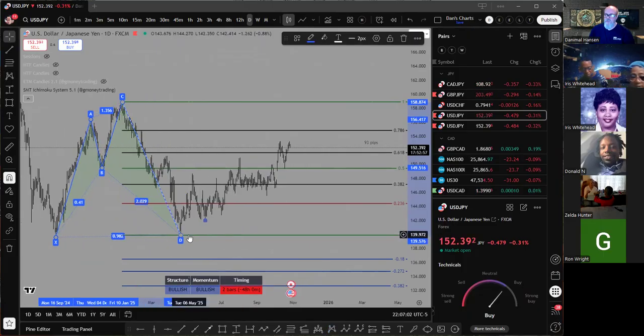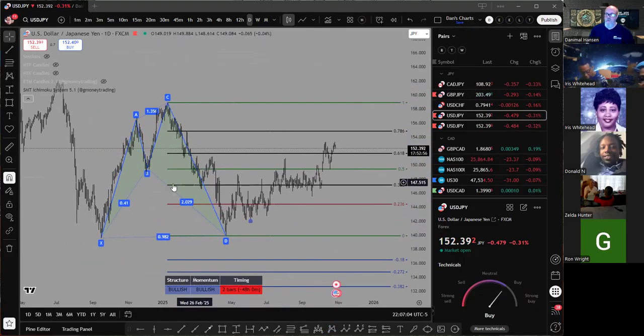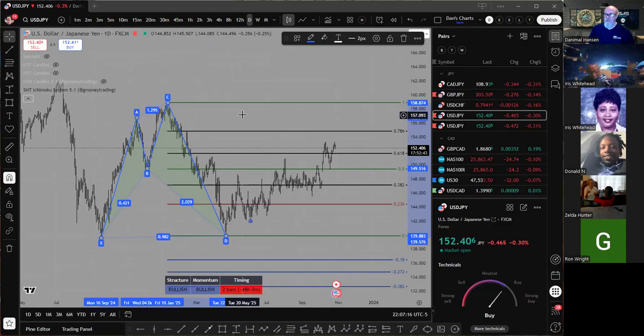So there's my perfect harmonic. We came back and tested the B. Now we want to come back and test the C, or at least the A. We at least want to test this A level before it turns around. So it could do that too. But right now we got higher highs, so everything is bullish. Let's take a look at our Dixie.